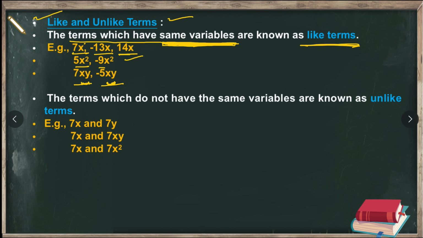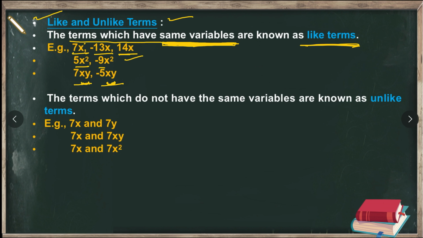Monomial means when there is one term, it's called monomial. When there are two terms, it's called binomial. When there are three terms, it's called trinomial. When we have either one or more than one term, that means all the algebraic expressions are called polynomials.